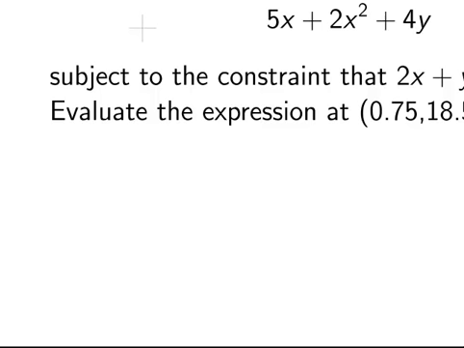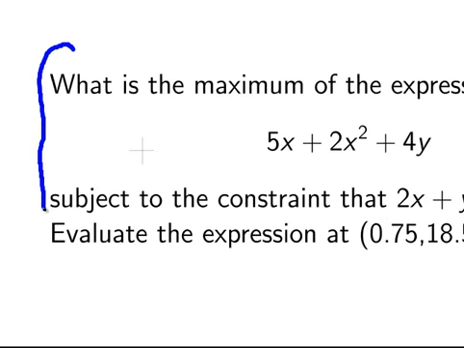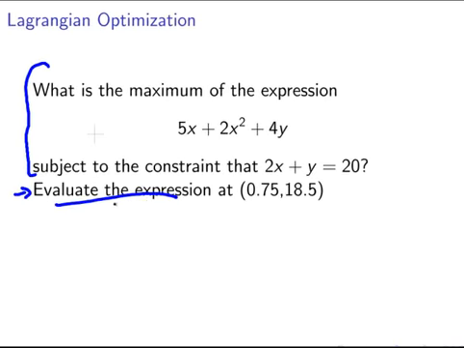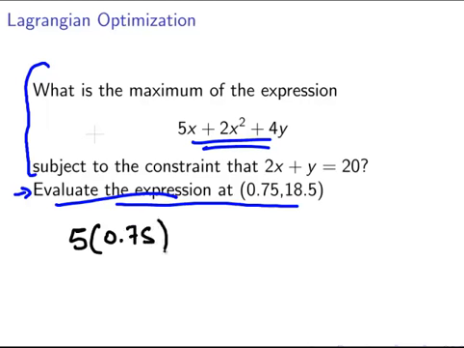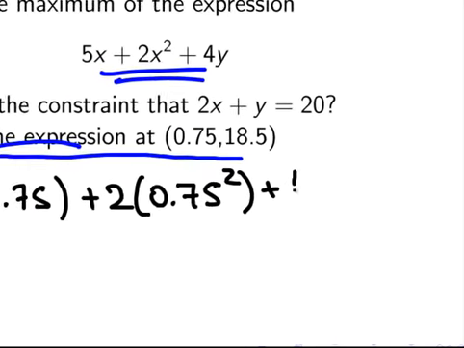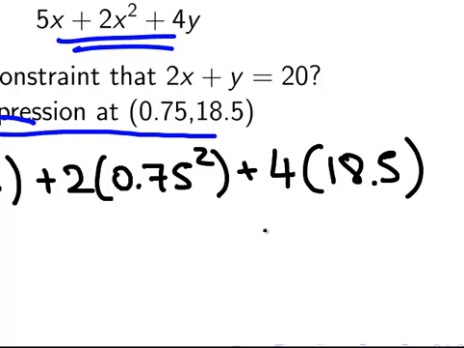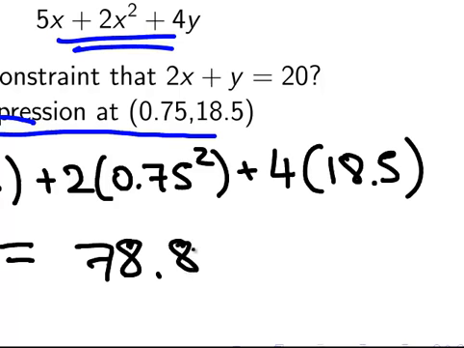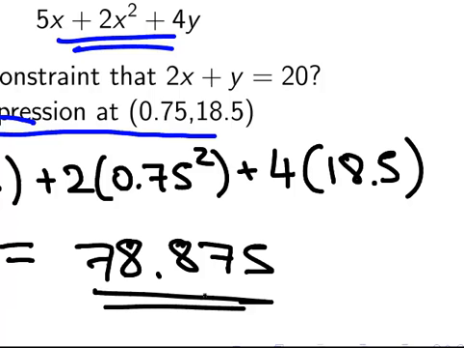to that constraint. So essentially, this is the original question here. What we have to do now is simply evaluate this expression at x equals 0.75, y equals 18.5. So let's do that. That's 5 times 0.75 plus 2 times 0.75 squared plus 4 times 18.5. That's a bit of calculator work. You should find the answer to be 78.875.